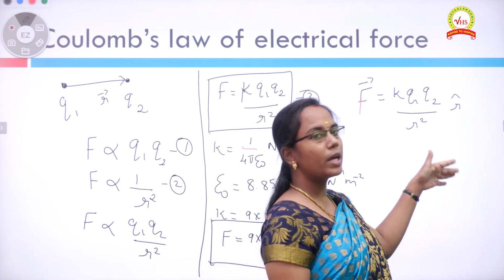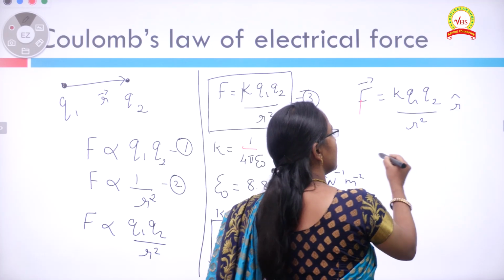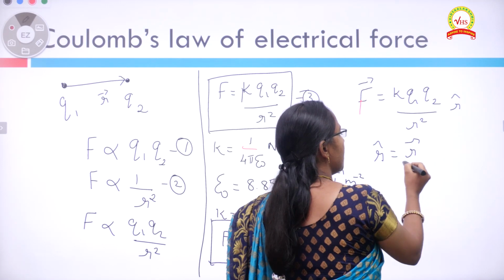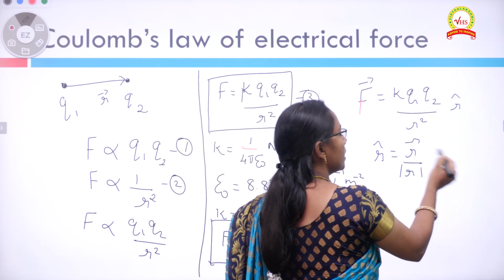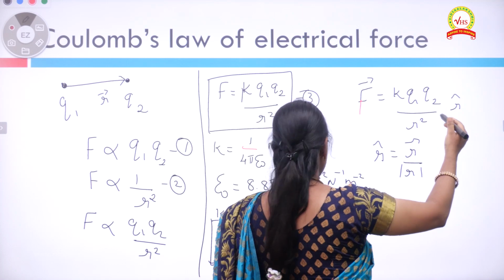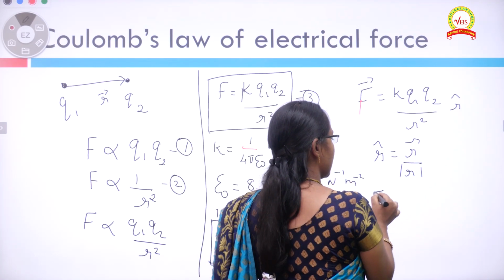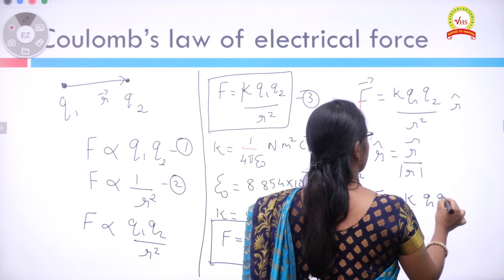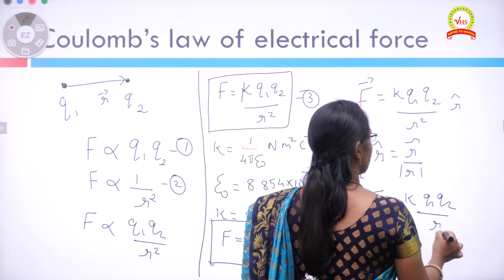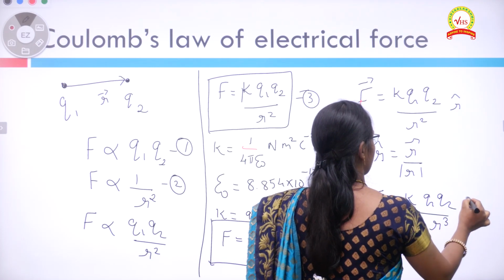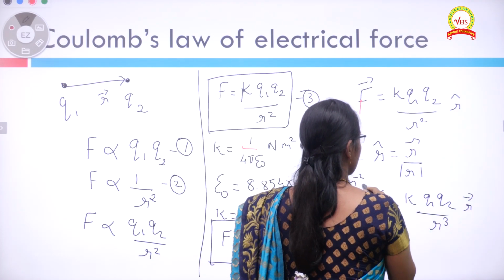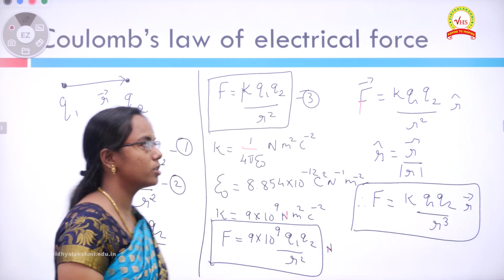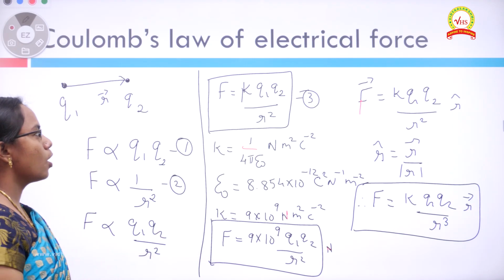Another way to represent a unit vector: the unit vector r cap can be represented as the vector r divided by its magnitude. So, this equation can be written in another form as F is equal to K into Q1 Q2 by r cube into r vector. This is also another form to represent the electrostatic force mentioning its direction. So, this is about Coulomb's law of electrical force.